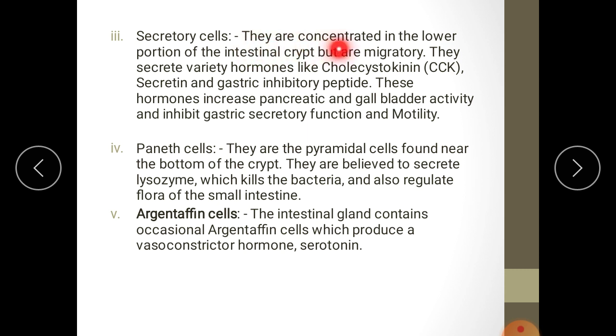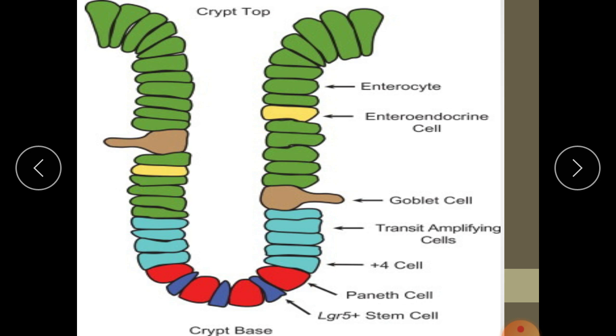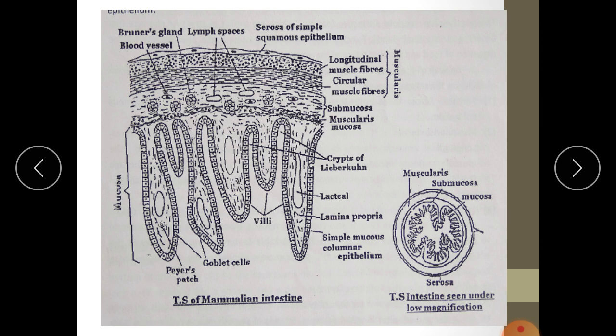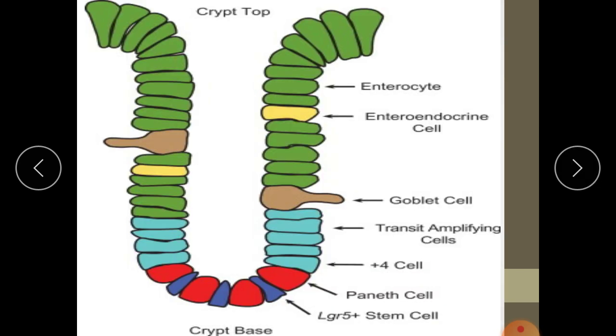Secretory cells are concentrated in the lower portion of the intestinal crypts but are migratory. They secrete a variety of hormones like cholecystokinin, secretin, and gastric inhibitory peptide. These hormones increase pancreatic and gallbladder activity and inhibit gastric secretory function and motility. So these are secretory cells. Secretory cells are at the basal region.